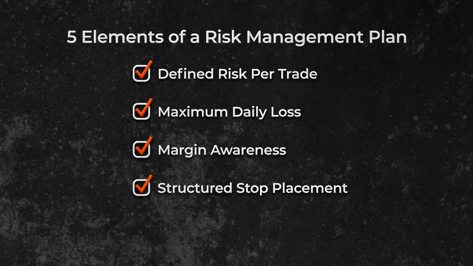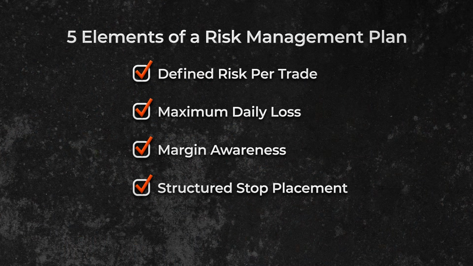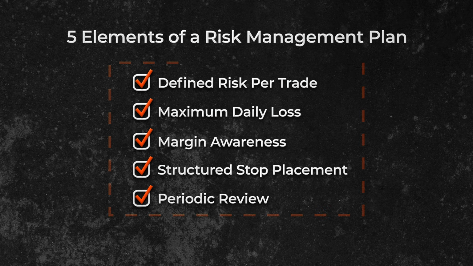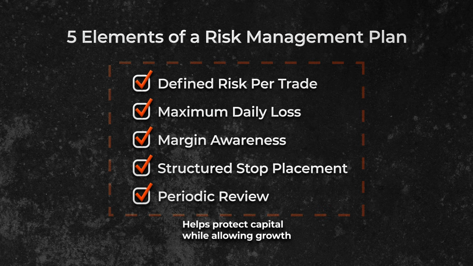Fourth, structured stop placement based on market structure and never moved emotionally, which helps keep your decision-making objective. And fifth, periodic review, tracking drawdowns, monitoring average risk, and adjusting size only with data. When combined, these elements can help create a framework that helps protect capital while allowing growth.